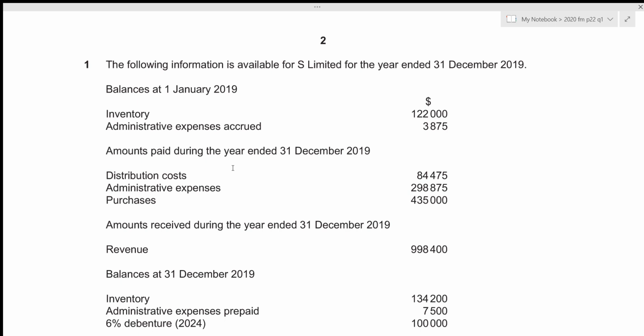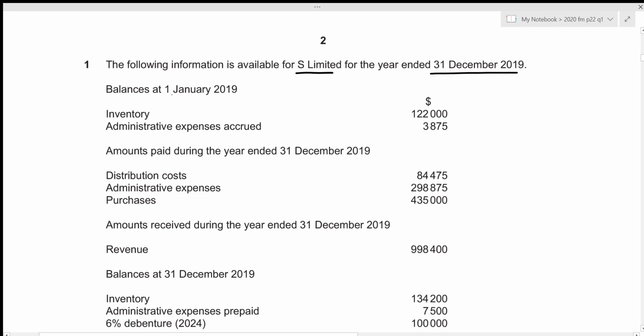And since question number 1 is of 30 marks, ideally we should be spending about 30 minutes in order to solve this question. And in this video as well, we will be attempting to solve this question under 30 minutes. So without any further delay, let's get started. The following information is available for S Limited for the year ended 31st December 2019.